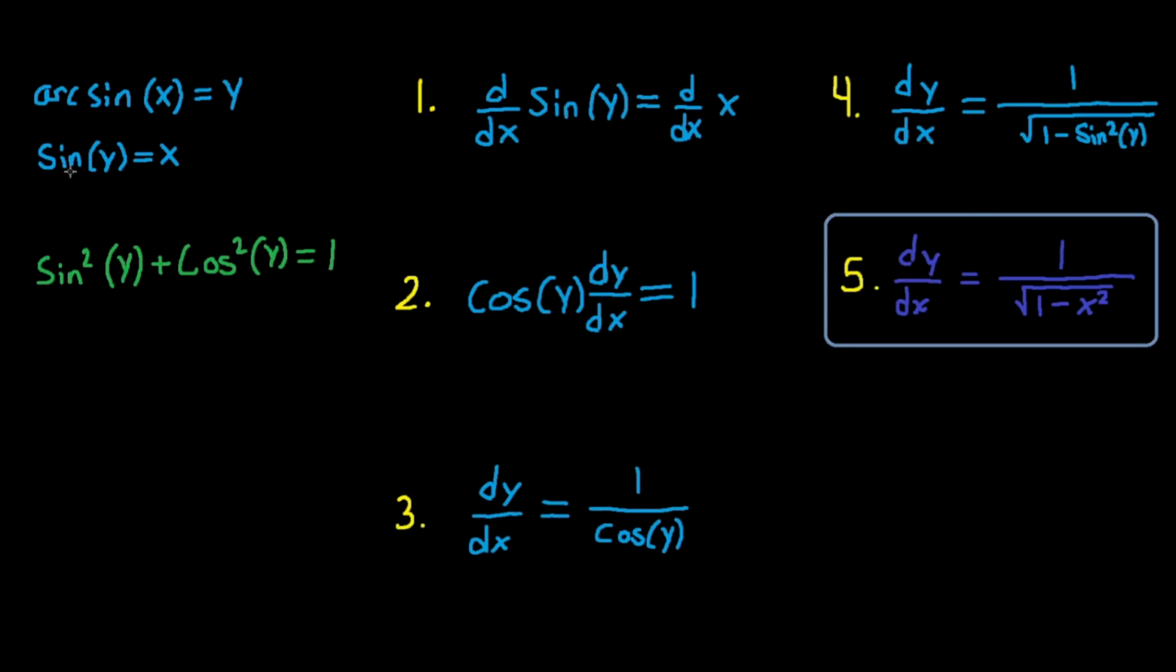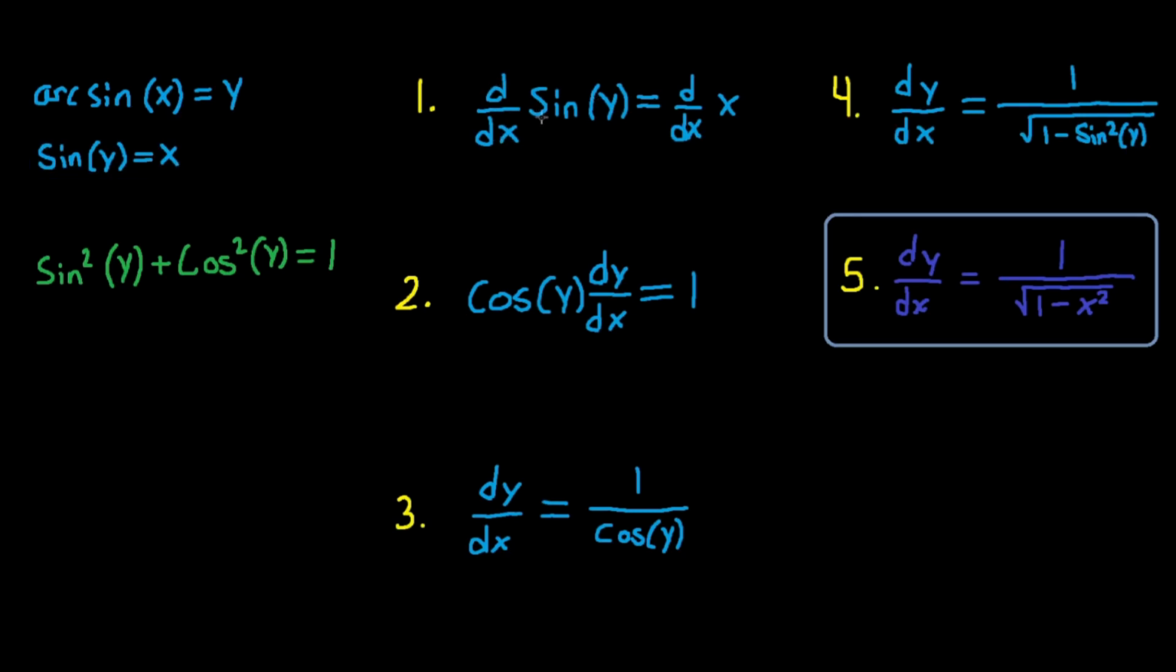You'll notice if you say sine of arcsine of x, I'm just substituting this y right here and putting it here. Since that's equal to arcsine of x and I substitute that in, I just get sine of arcsine of x equals x, which is a property of inverse functions. Okay, so moving forward, I'm going to take the derivative of this, and I do that over here in step 1.